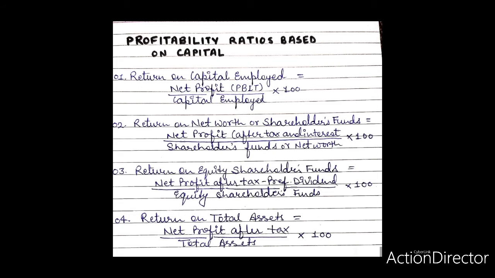This ratio expresses the percentage relationship between net profit after interest and tax and net worth or shareholders' funds. This is also known as return on proprietors' funds. It is used to ascertain the rate of return on resources provided by the shareholders. The ratio is calculated by using the following formula: net profit after tax and interest divided by shareholders' funds or net worth, multiplied by 100.